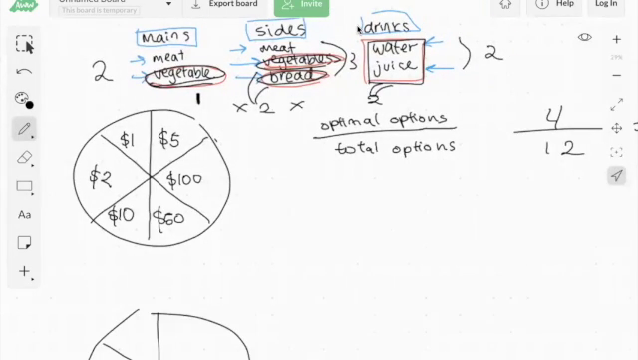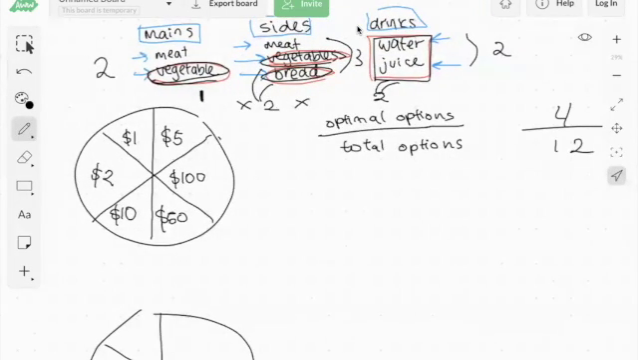Kind of coming to a close here, we have probability through pie charts. So in this question, we want to ask, what's our probability of getting an amount greater than $10? So let's say you're at a game show, they spin this red arrow, and then wherever it lands is the amount of money you get. And you want a value greater than $10.